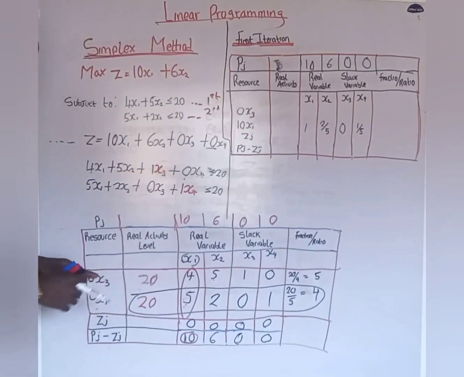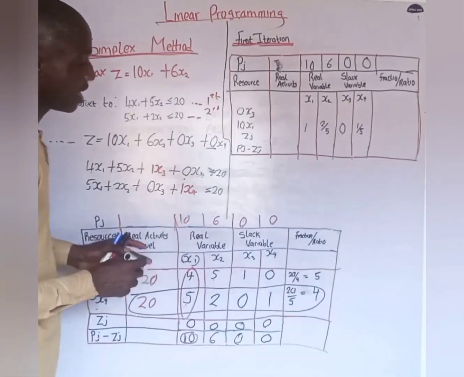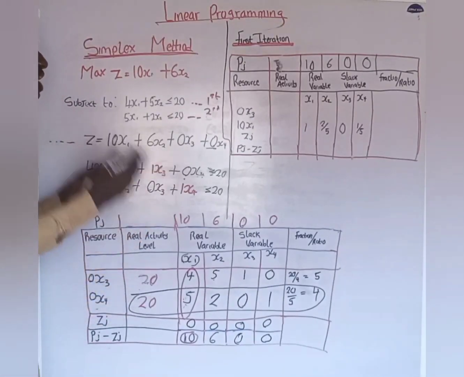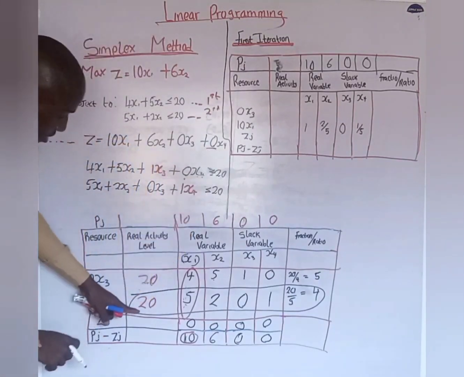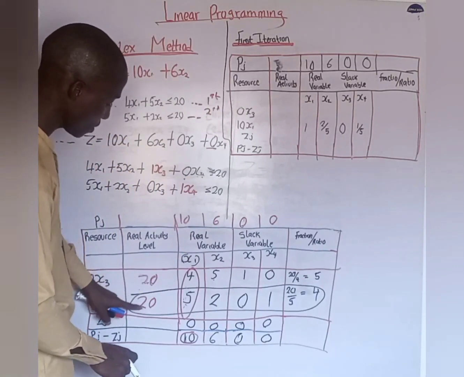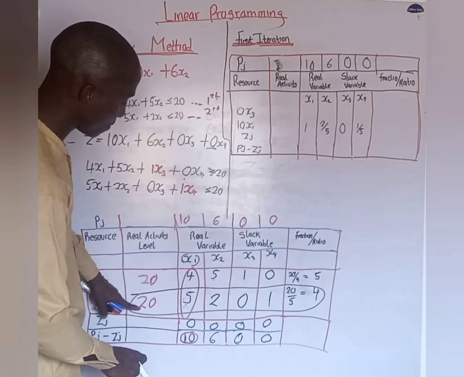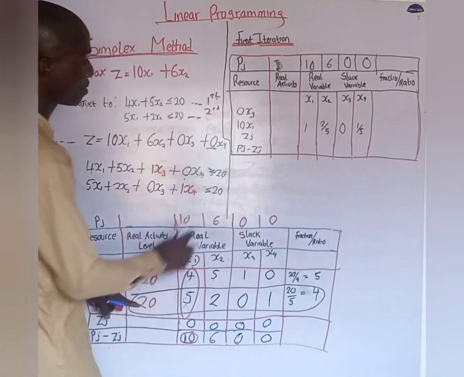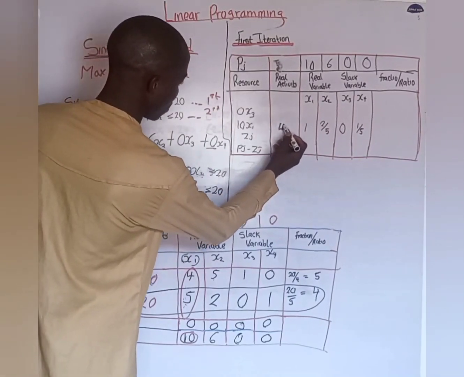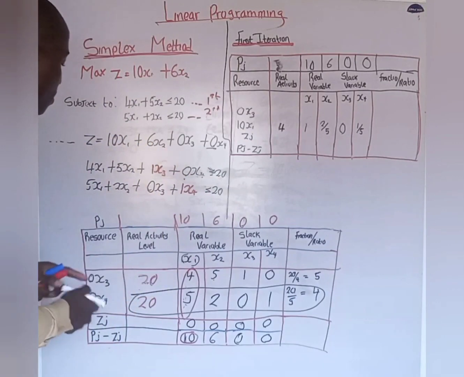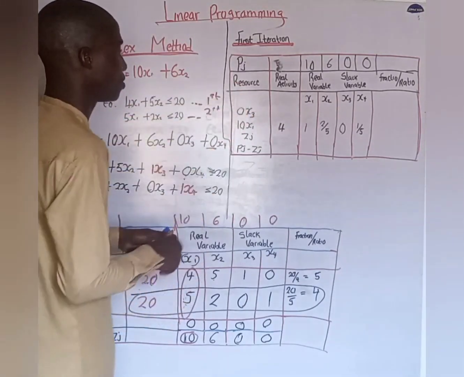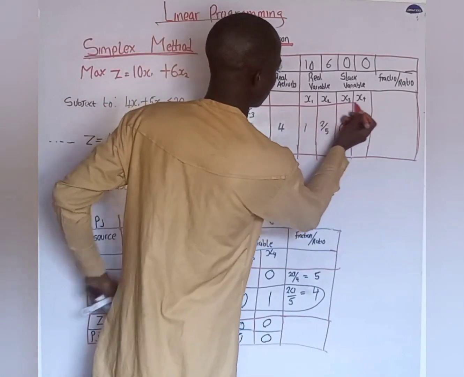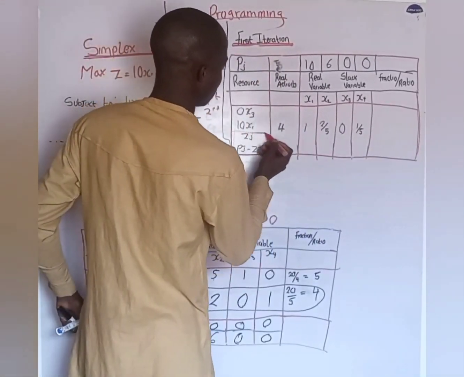So now let's get the real value for our slack variable 0x3. I will give you a formula. That's the formula that you are going to be using to get our key element. For this real activity, I will have 20 divided by 5. 20 divided by 5 will give me 4. So now let's proceed to calculate the real value of this place. Let me draw a line here also.